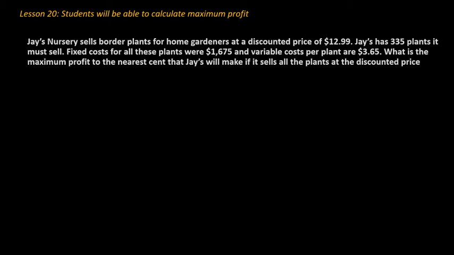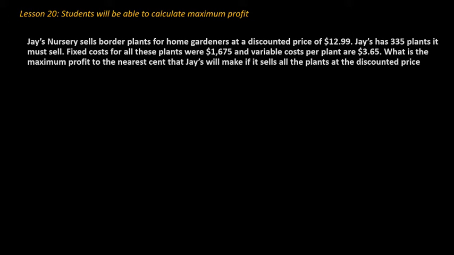Let's continue with the lesson 20 concept that is commonly missed on the final exam, and that is calculating maximum profit. Jay's Nursery sells border plants for home gardeners at a discounted price of $12.99. Jay's has 335 plants it must sell. Fixed cost for all of these plants was $1,675 and variable costs are $365 each. What is the maximum profit to the nearest cent that Jay's will make if it sells all the plants at the discounted price?